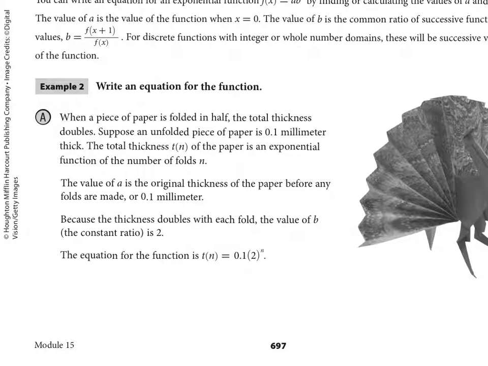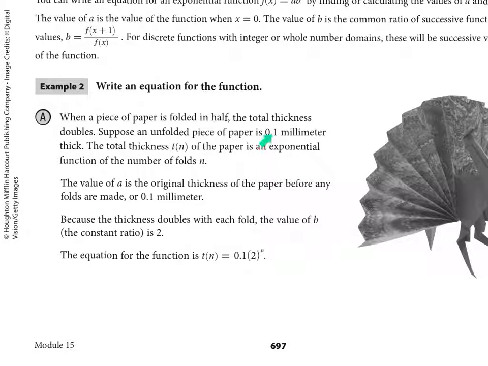Okay, so we have an example 2 here that's given to you. Write an equation for the given function. It says when a piece of paper is folded in half, the total thickness doubles. That's an important term to note here. Suppose an unfolded piece of paper is 0.1 millimeter thick. The total thickness T of n of the paper is an exponential function of the number of folds n. So there's my exponent.